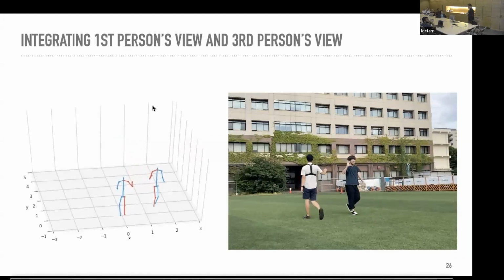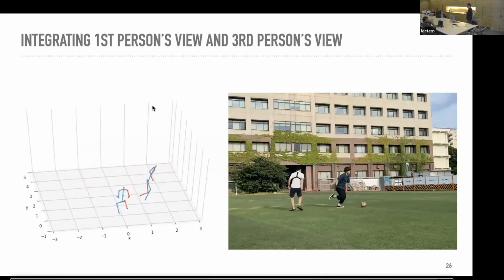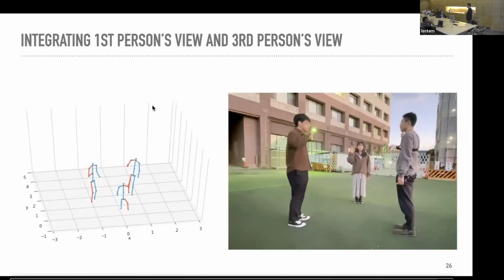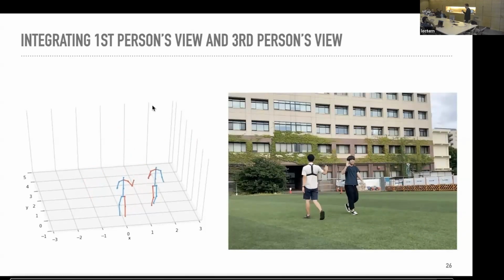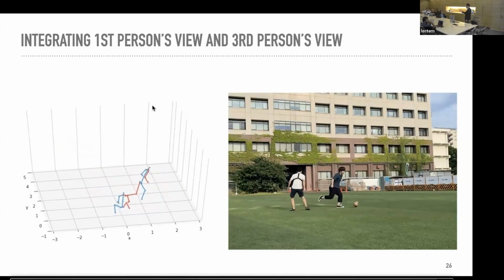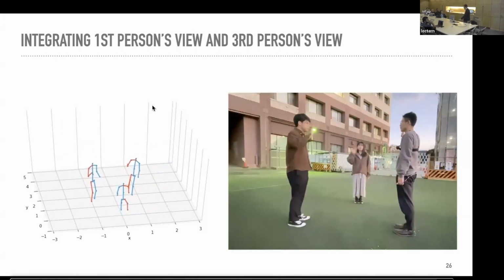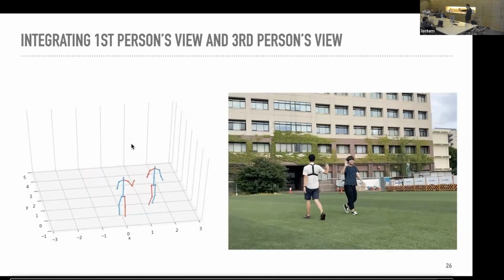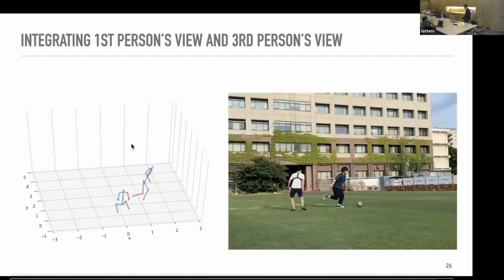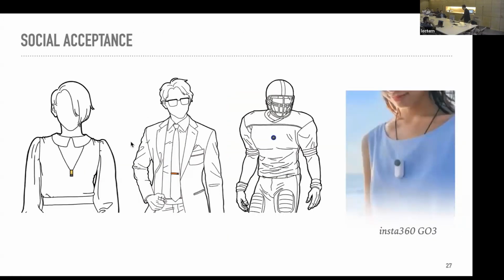Since this camera captures not only our motions but also our surrounding environment, we could apply normal human pose estimation technology such as OpenPose to estimate the pose of the users in front of the wearers, like this.